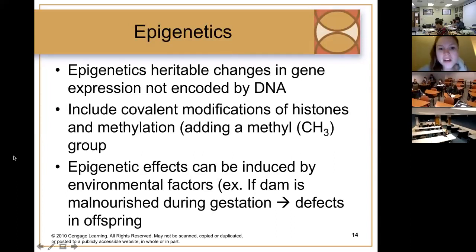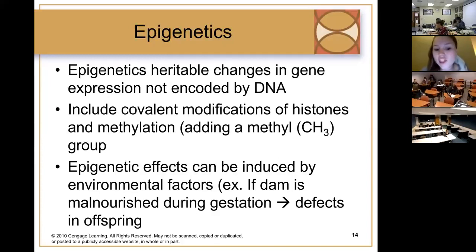So like we talked about earlier, I mentioned epigenetics. Epigenetics is just heritable changes in DNA expression that are not encoded by the DNA. So epigenetics is anything that happens to that DNA that is not actually encoded in the DNA itself. That would include covalent modifications of the histones, like we talked about, the protein structures that the DNA is wrapped around. And it can include methylation. Methylation is just adding a methyl group, which is just CH3. So if that methyl group is on there, that can change how that gene is going to be transcribed.